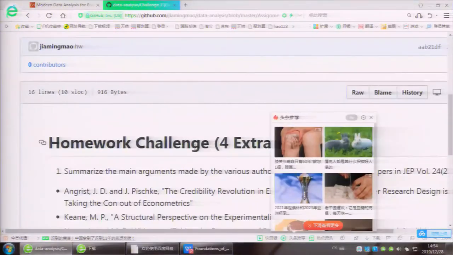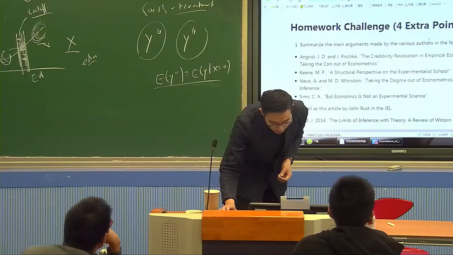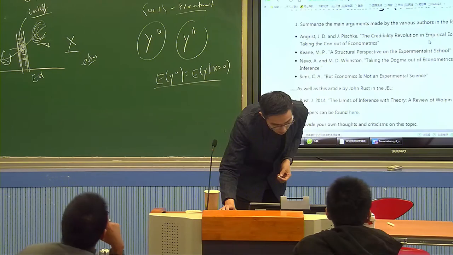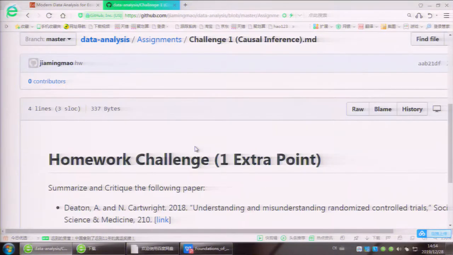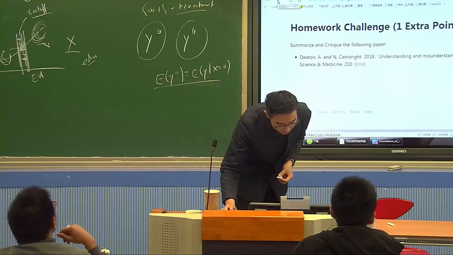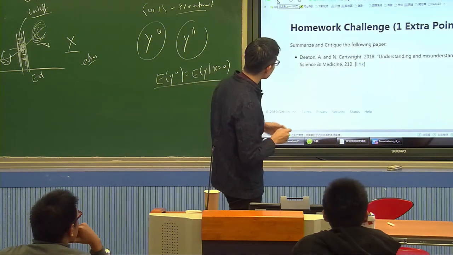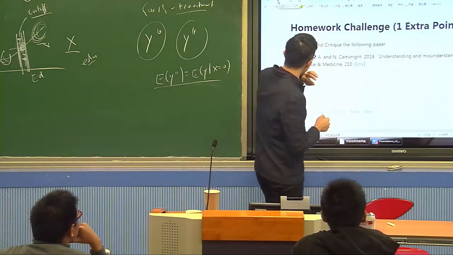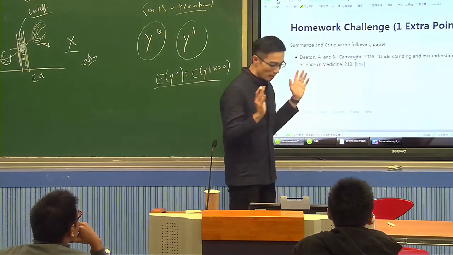Let me see. Okay, hold on. Let me just see which one. Okay, so two challenges here. So this one is only one extra point, which is to summarize this article by Deaton and Cartwright, which I personally like very much.